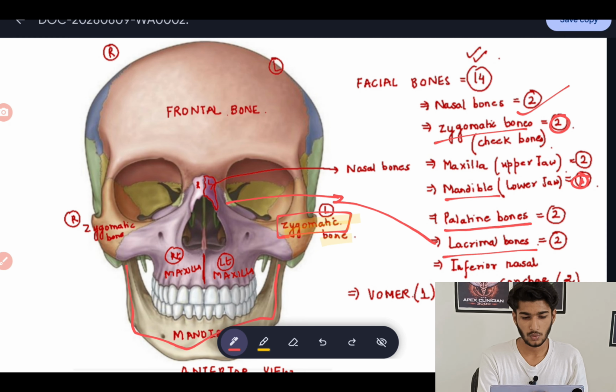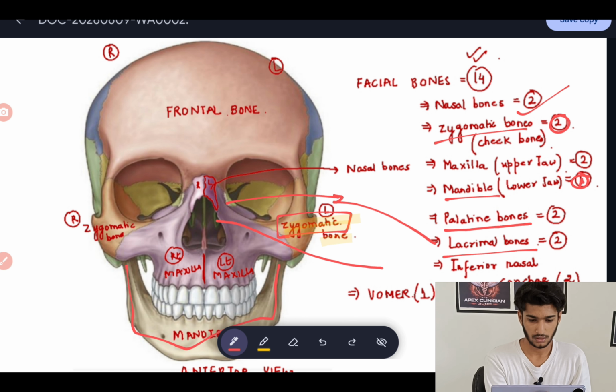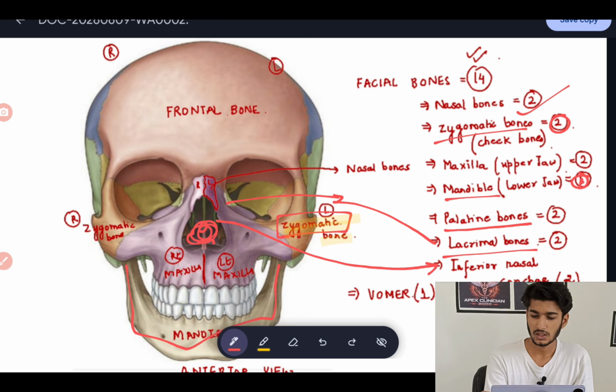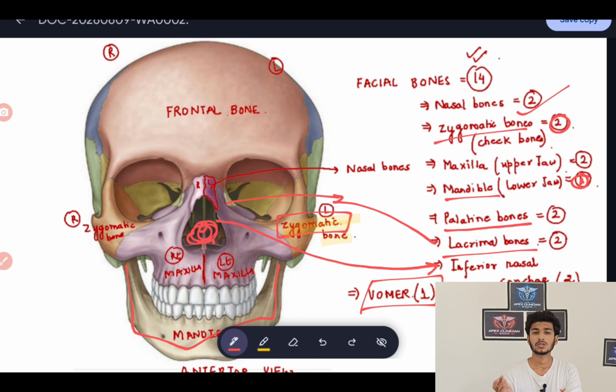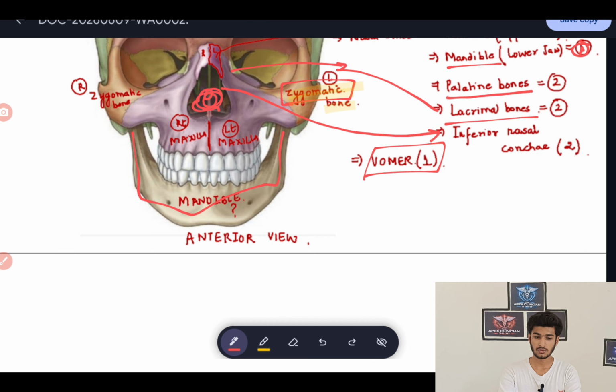Then this is the vomer bone. It's present inside. You cannot basically see it from this structure of the skull, but it is present in the inside region. This is the only bone which is single after the mandible. Then the inferior nasal concha. So after this inferior nasal concha, let's move on to the structure of vertebrae.